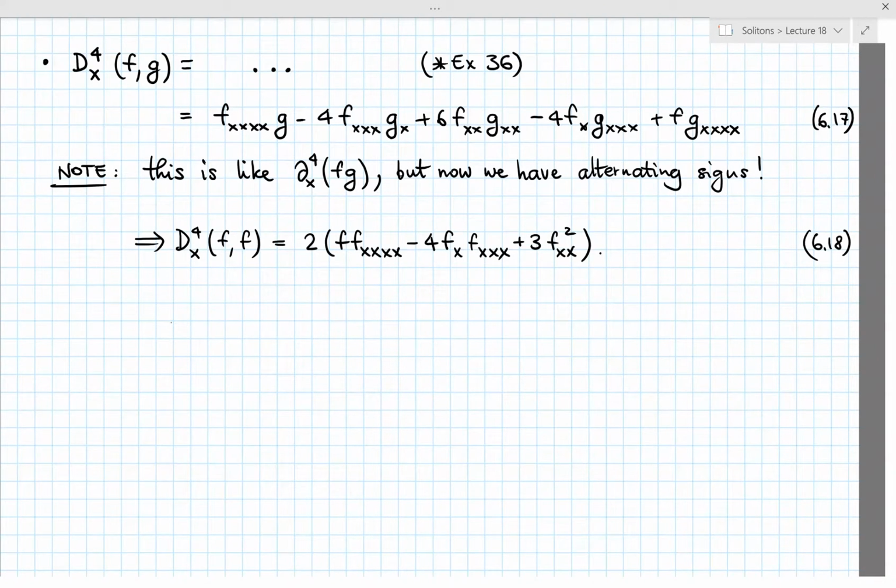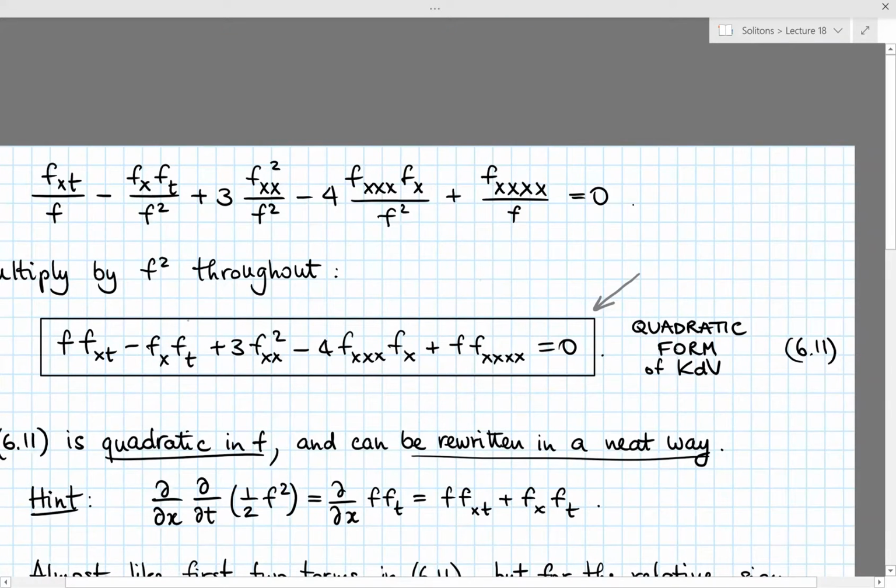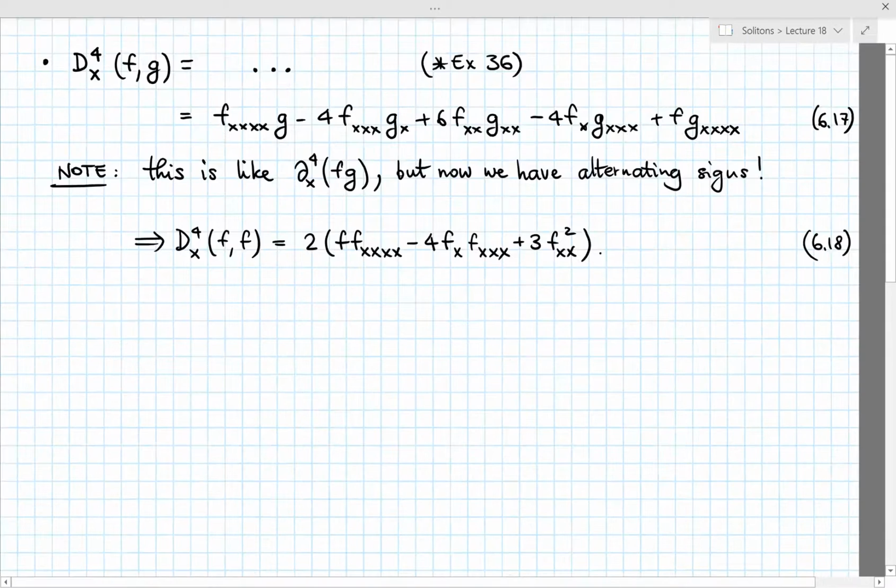And now it's a miracle. When we look at these 3 terms on the right-hand side of 6.18, we can see that these are precisely the last 3 terms that appeared in the KdV equation written in its quadratic form, 6.11. So we reproduced the first 2 terms in equation 6.11 by taking Dx Dt, the Hirota operator. And now we reproduce the last 3 terms by taking Dx to the 4th power. So let me write it down. Here's the miracle.